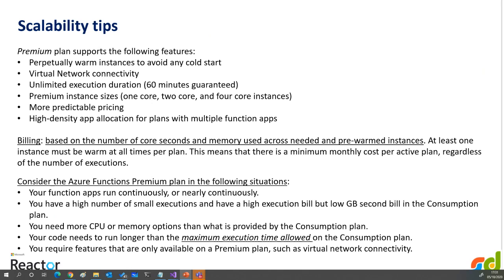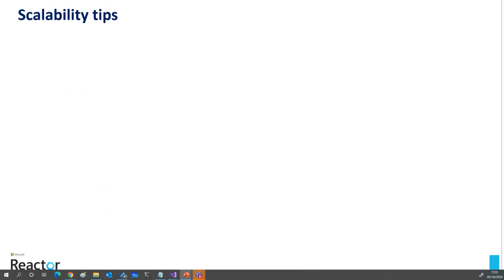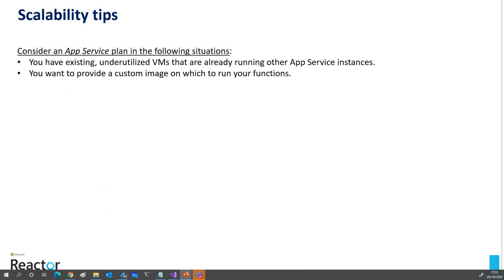Premium plan is useful if you have apps that must be executed continuously, and if you must react immediately to events. If you need a function with a long timeout, premium plan is recommended. And if you need virtual network connectivity, premium plan is recommended.